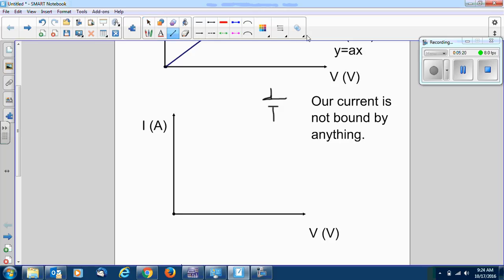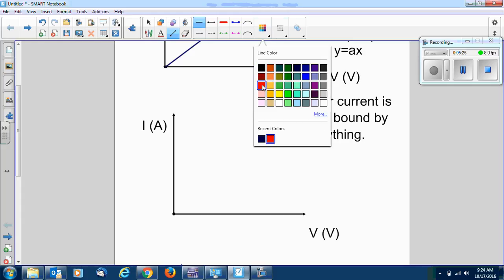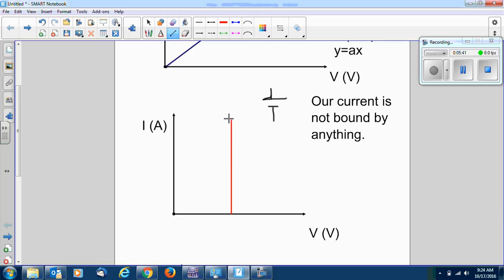So let's go ahead and draw that line. That means my line can go anywhere up, and it should stay at the same value of voltage. So that means it's a straight vertical line.